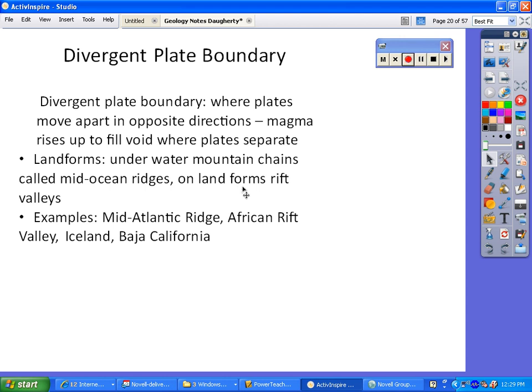On land, we get what's called a rift valley, where actually the land is moving apart from each other. And again, we have some good examples of that. Some specific examples are the Mid-Atlantic Ridge, the African Rift Valley. Iceland's got a really cool rift valley, and then Baja California also does too. And these are all near divergent plate boundaries.